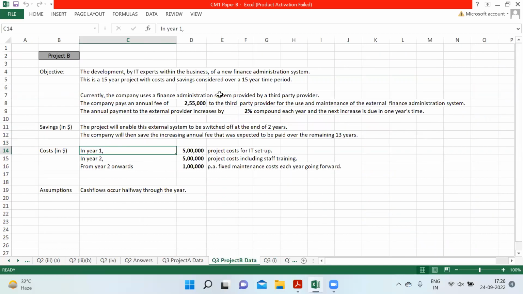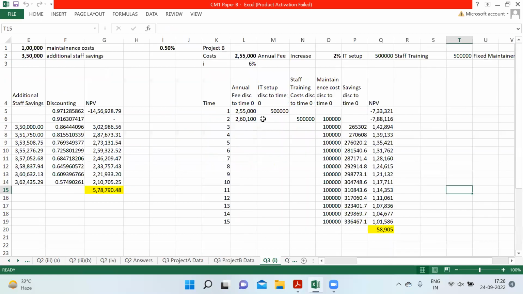It's 255,000 increasing at 2%. Then 500,000, all of these are given, and again halfway through the year. So you can just put in the values, these only for 2 years, and then these savings are put in from time 3, then 500,000 and 100,000 for each year, and an entire NPV for each project is calculated. Both NPVs are positive, so both projects can be invested in, but the NPV of project A is higher than project B, obviously.